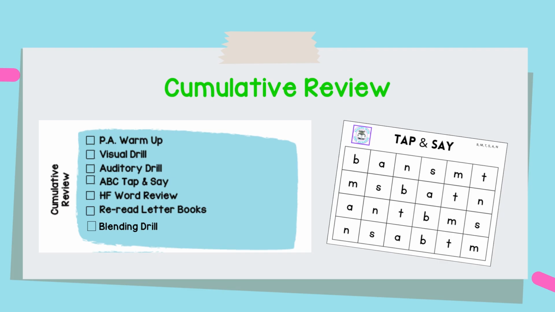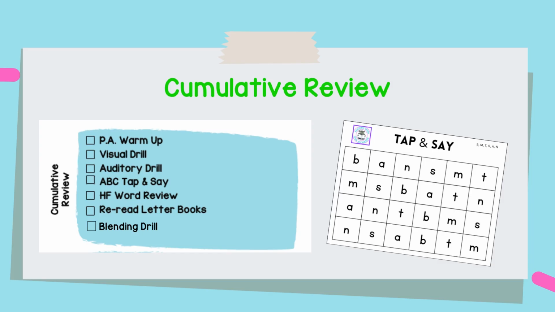Cumulative review is the warm-up portion of your lesson. It is fast, predictable, and designed to strengthen automaticity with previously taught skills. You will not use every activity every day. Instead, you will choose the routines that best prepare students for the new learning ahead. Here is a breakdown of each activity, what it includes, and why the teacher might choose to use it.